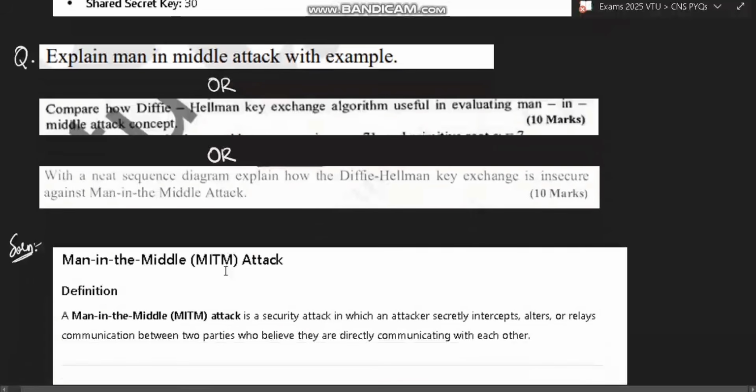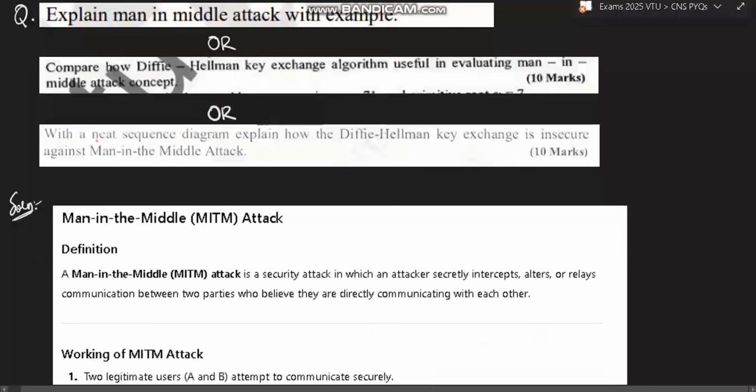Now, the last question in this module is: explain man-in-the-middle attack with an example, or they can ask how the Diffie-Hellman key exchange algorithm is useful in evaluating the man-in-the-middle attack concept, or they can also ask you, with a neat sequence diagram, to explain how Diffie-Hellman key exchange is insecure against man-in-the-middle attack. See, Diffie-Hellman we have learned now what it is, right? But in Diffie-Hellman, what happens? A man in the middle comes in and attacks it and hacks the system, and Diffie-Hellman can't do anything to stop it. Okay, it is a very weak algorithm in that sense.